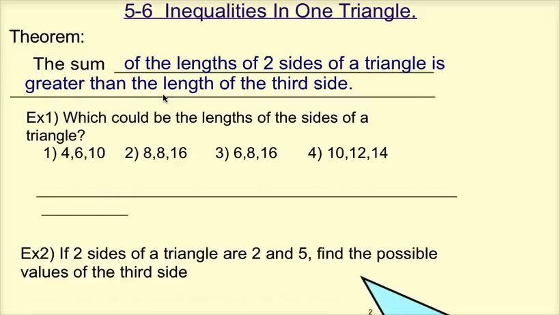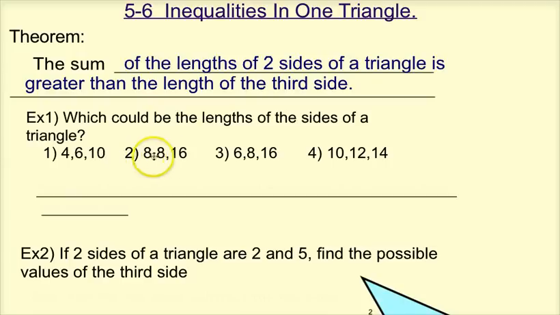So let's look at an example. Which could be the lengths of the sides of a triangle? I have 4 examples right here. What I want to do is add any two sides, and I really just have to check the two smallest sides. So I'm going to add 4 plus 6. Is 4 plus 6 greater than 10? No, so that doesn't work.